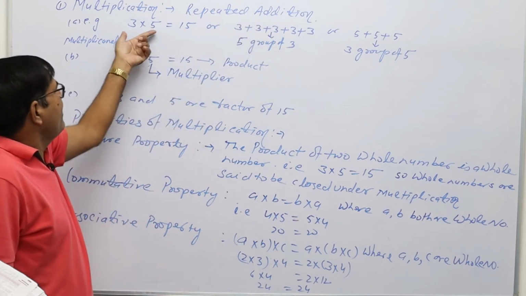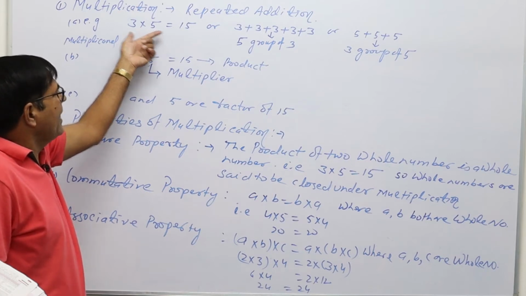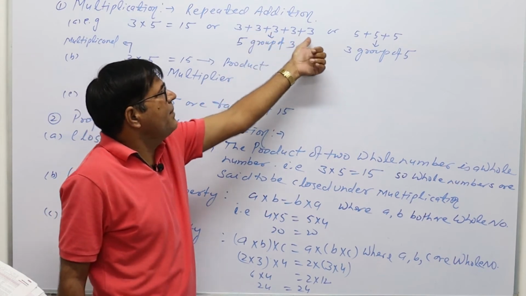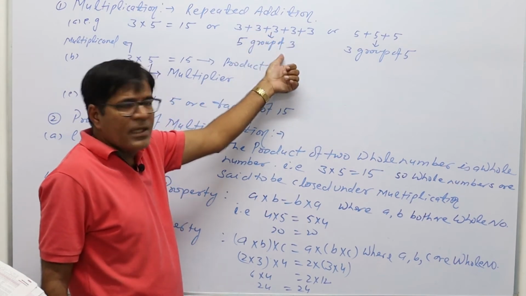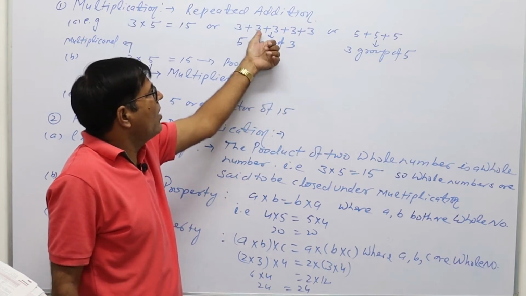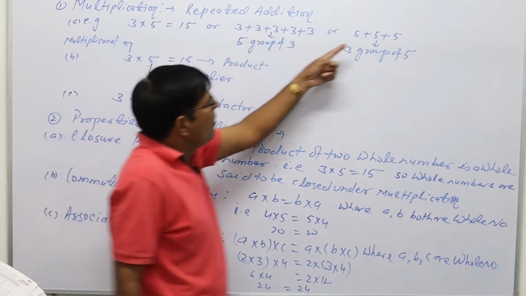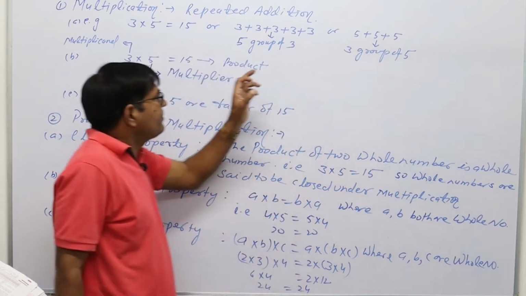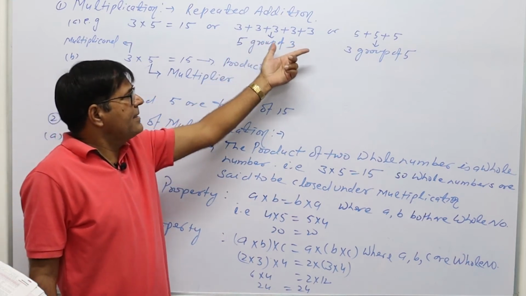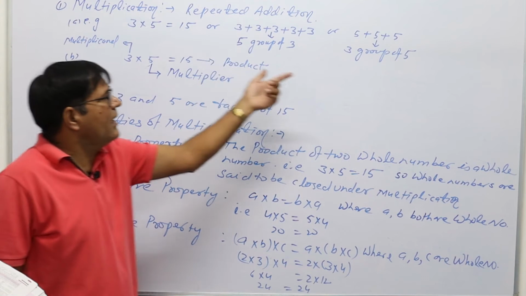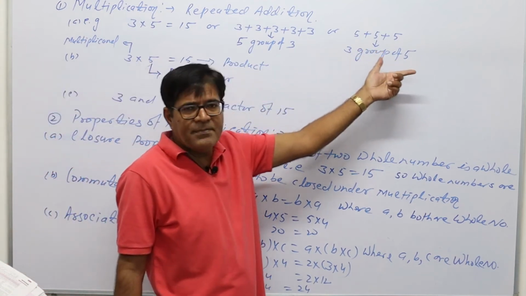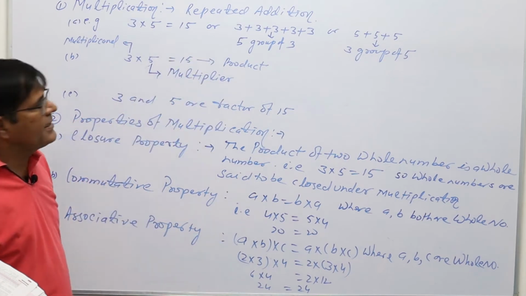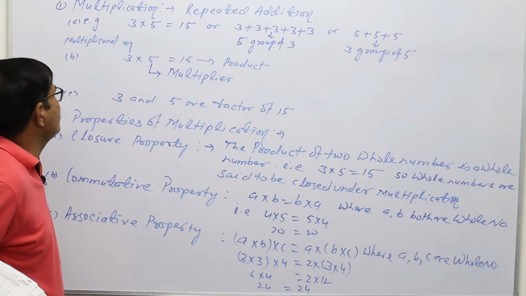To find the multiplication of 3 with 5, we can write 3 plus 3 plus 3 plus 3 plus 3. That is 5 groups of 3. This is repeated addition of 3, five times, or 5 plus 5 plus 5, that is 3 groups of 5. So 3 plus 3 plus 3 plus 3 plus 3, five times, the sum will be equal to 15, or 5 plus 5 plus 5, three times, the sum will also be equal to 15. So multiplication is nothing but simply repeated addition.